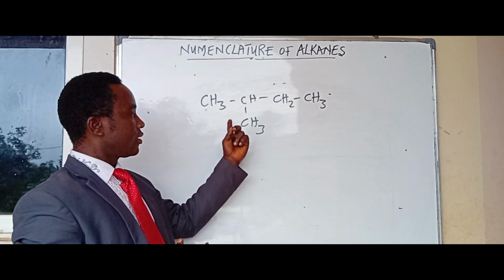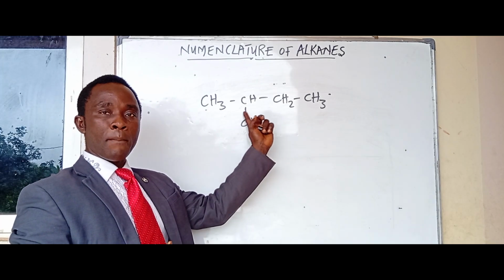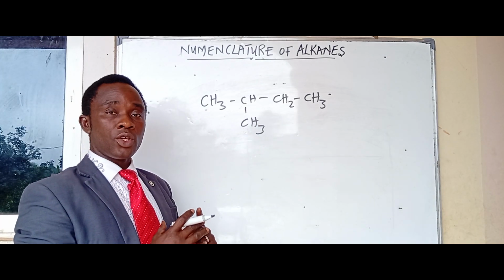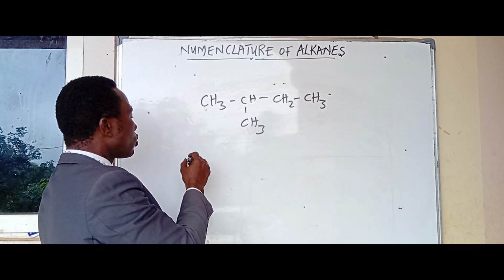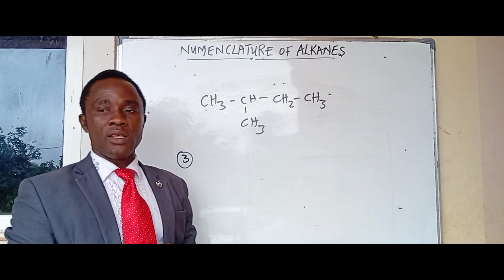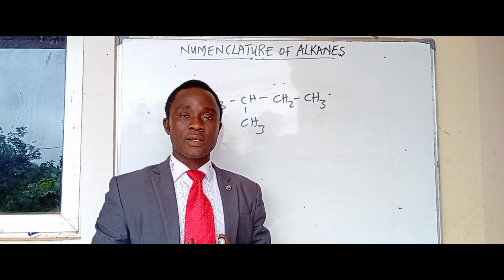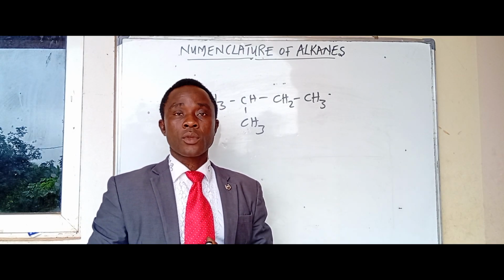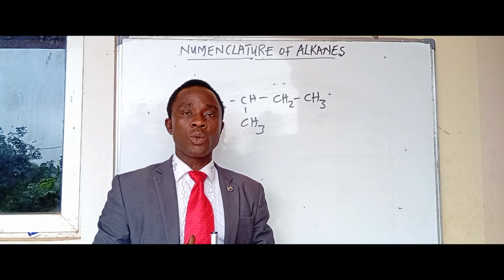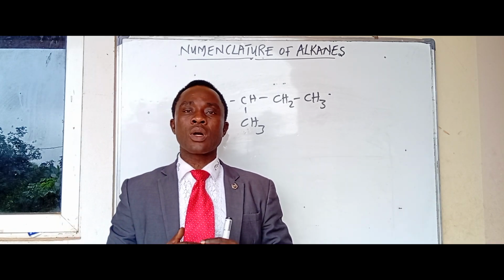Now you look at this. This is a substituent, which is methyl. You need to check for it. Then rule 3 is that after identifying that there is a substituent, you need to number the parent chain, which is the longest unbroken carbon chain.